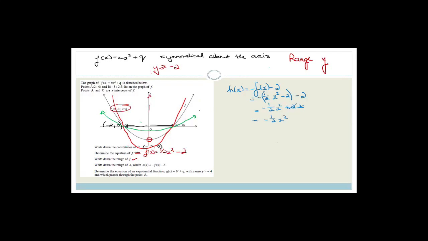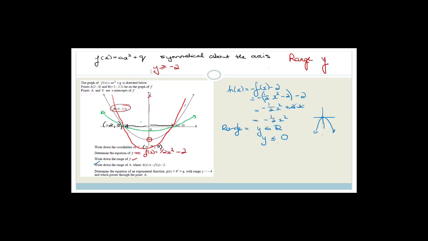So if you think about it, what does this graph look like? Do you agree it goes through 0 and it does this? It's a sad graph going through 0. So now what is the range? Well, the range of this new graph is going to be that y is an element of real values for y is smaller than or equal to 0. It's from 0 downwards.